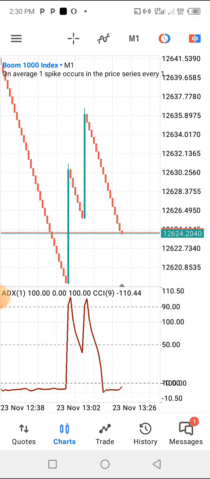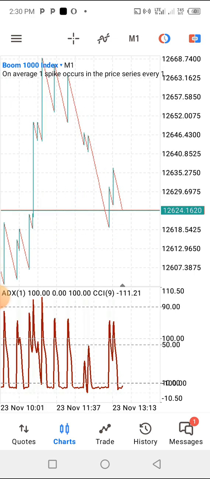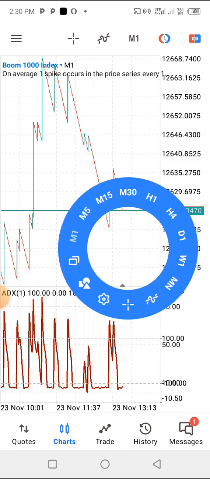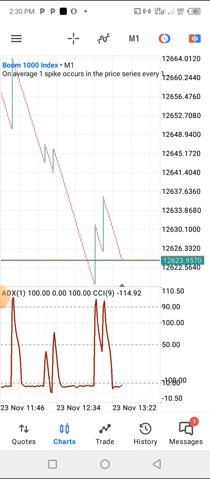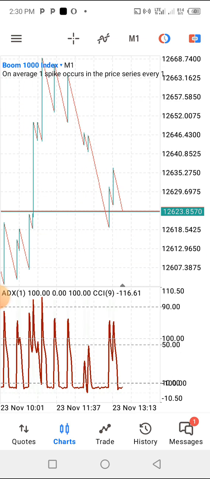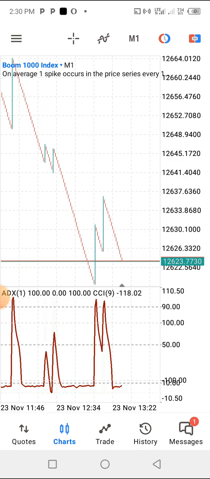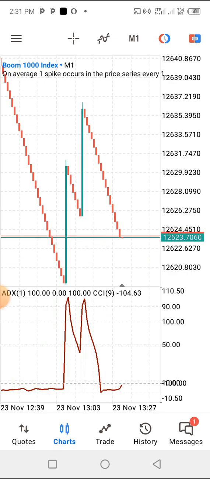Now after doing that, the next thing you want to do is zoom in your chart completely, and after zooming in completely, you zoom out 1, 2. So you are going to use the second zoom level.